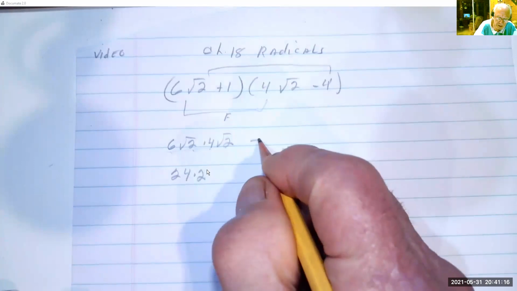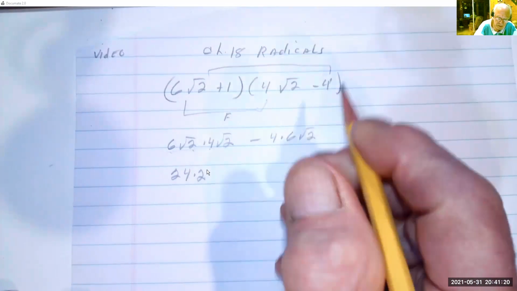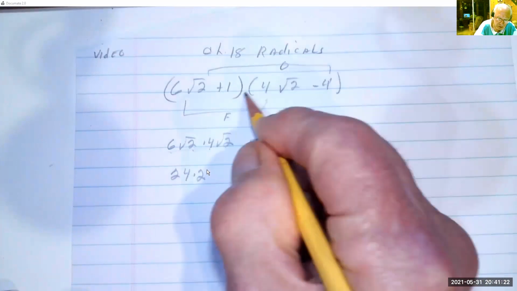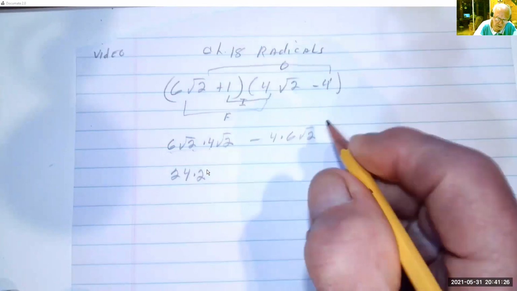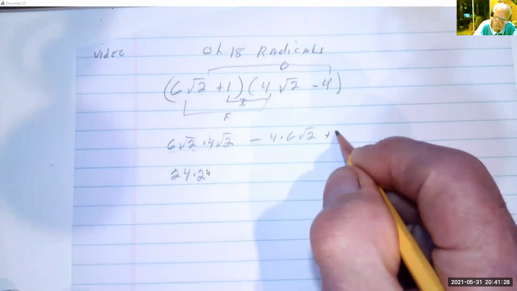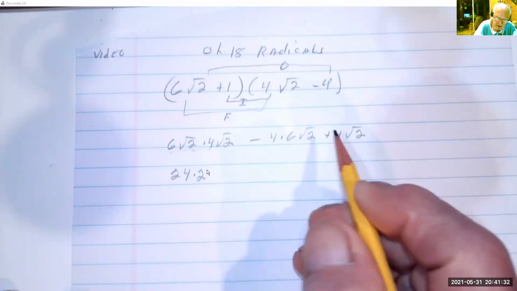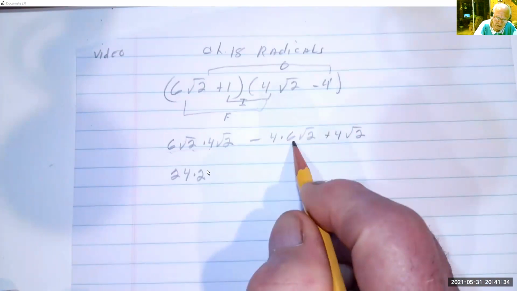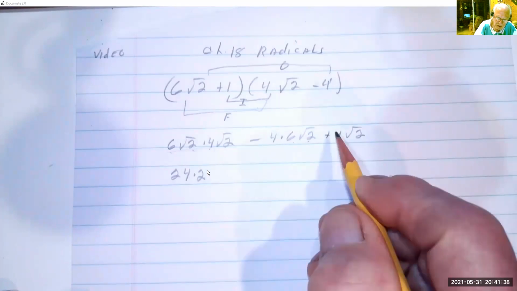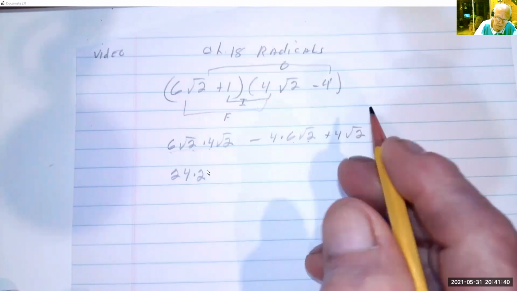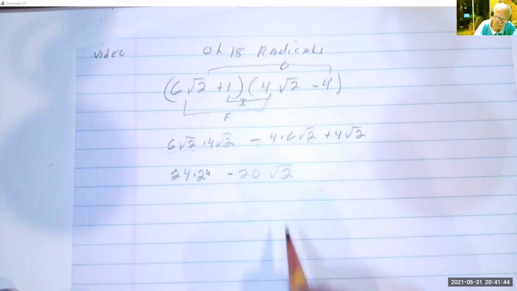That's going to be minus 4 times 6 radical 2. We want to multiply the inner terms. So that's going to be plus 4 radical 2. Okay, so what we have here is minus 24 times the radical and plus 4 times the radical. So minus 24 plus 4 is going to be minus 20 times the radical.